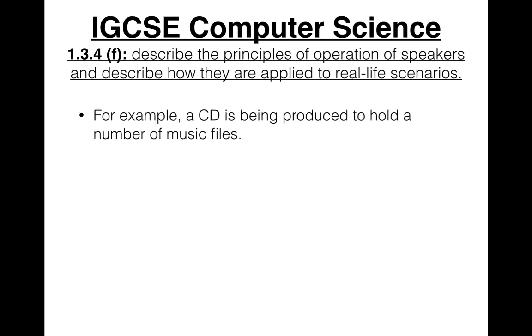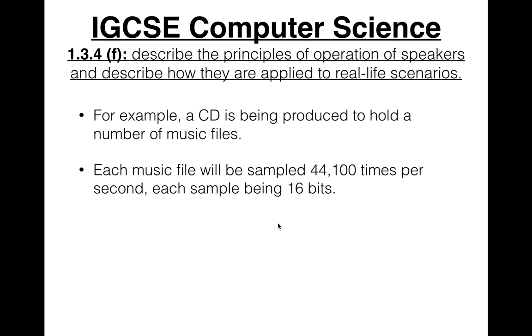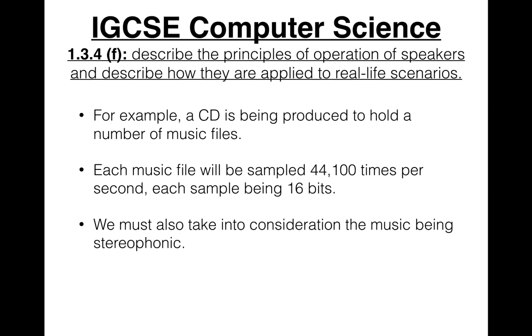So let's look at an example. A CD is being produced to hold a number of music files. Each music file will be sampled 44,100 times per second, each sample being 16 bits. We must also take into consideration the music being stereophonic, or stereo.